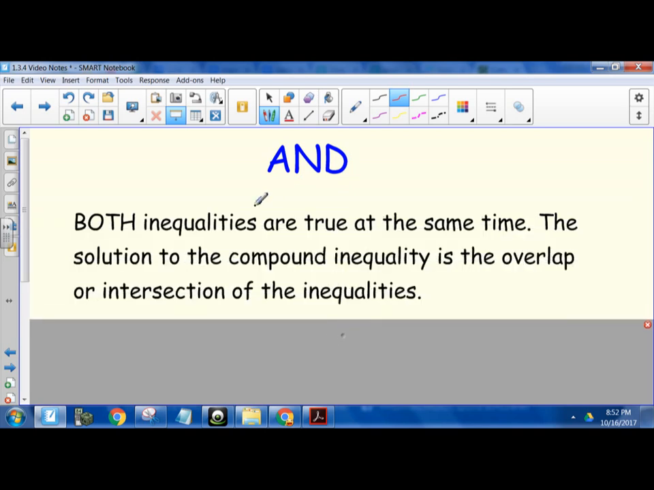So let's take a look at the word and. Both inequalities are true at the same time. The solution to the compound inequality is the overlap or the intersection of the two inequalities. Okay, so with and, they both have to be true simultaneously.